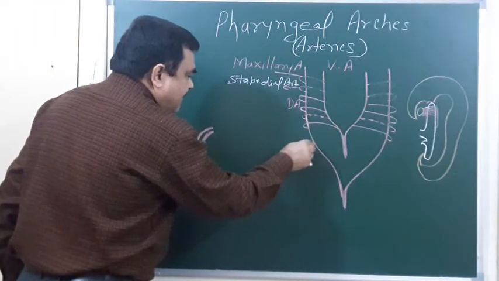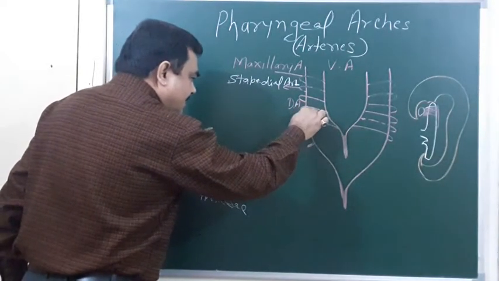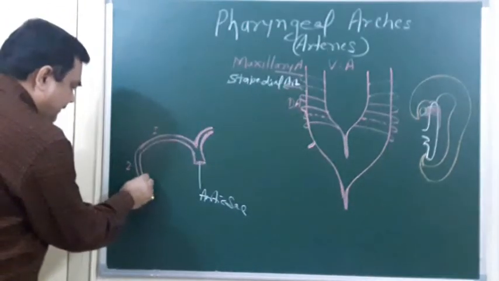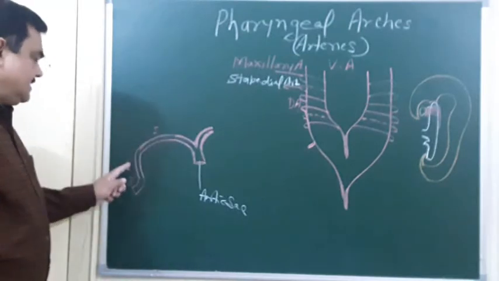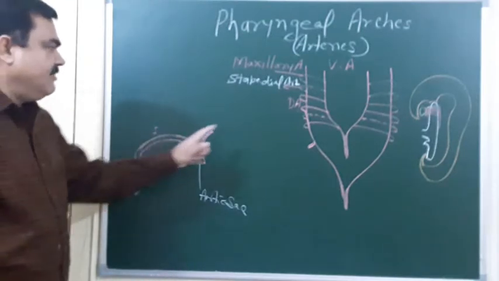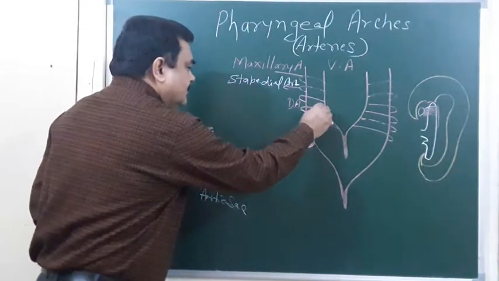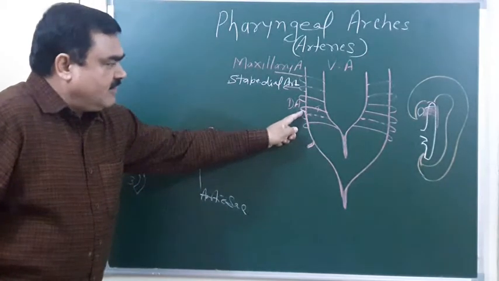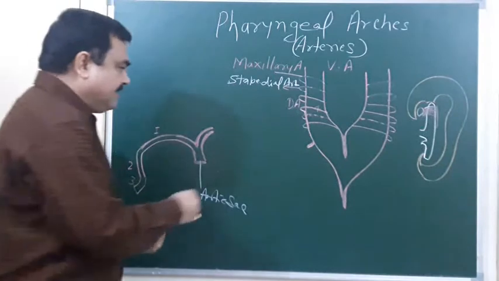And third part is here. That is seventh cervical intersegmental artery. So from here to here, this is right subclavian artery. This is third part of the right subclavian artery. First, second, third. First derives from fourth arch. This is fourth arch artery. Second from dorsal aorta of the right side, from here to here. And this is seventh cervical intersegmental artery.